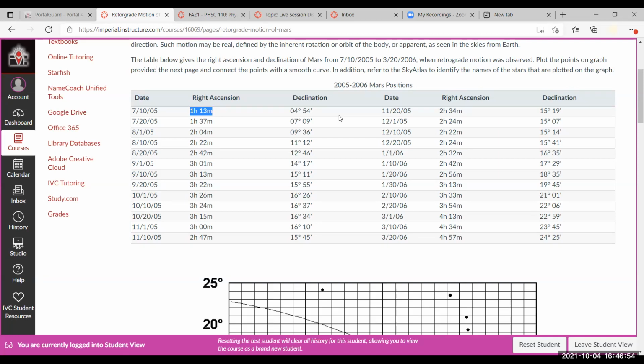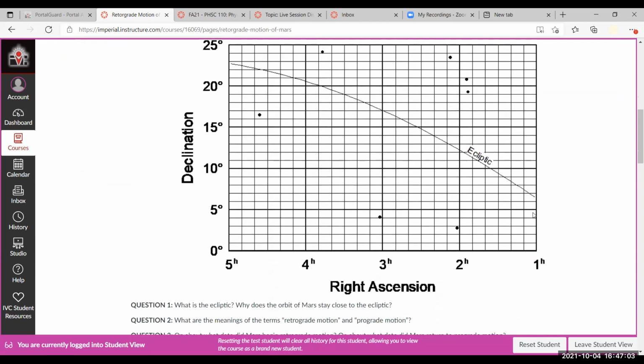Remember, the right ascension is in hours, a 24-hour system, and the declination is in angles from 0 to 90 degrees, basically. Okay. We're going to plot the information in here, and we're going to track it, and we'll see that at some point the planet goes backward and then moves forward again. Those dots in here are the background stars.